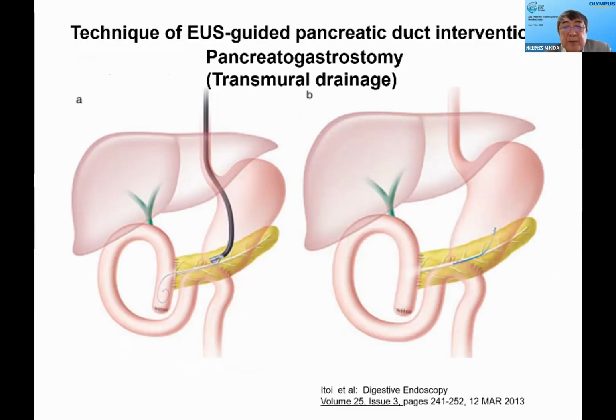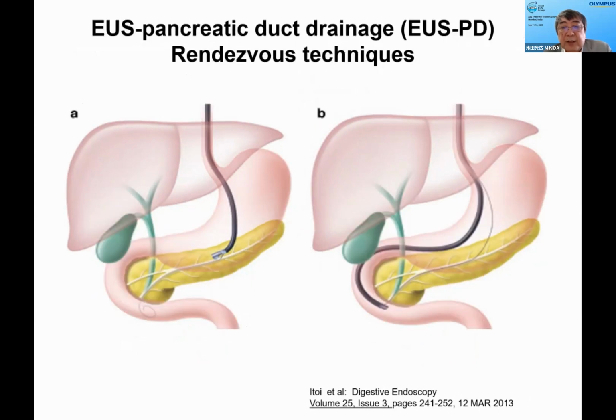So this is a technique of the pancreatogastrostomy, which we call the transmural drainage. Puncture the MPD, insert the guide wire, put in the stent. There's a connection between the MPD and the gastric space. And this is a rendezvous technique with a normal anatomy. At first, puncture the MPD, put the guide wire into the third portion of the duodenum. Then exchange the endoscope. We switch to the ERCP and insert the stent into the MPD.